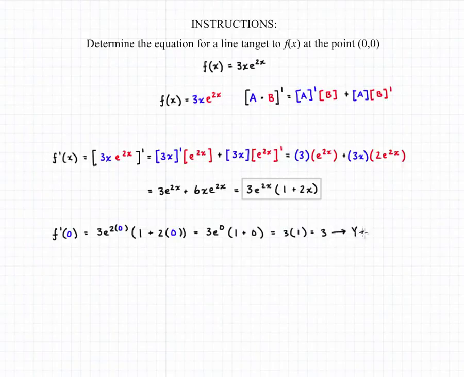which means the slope of our tangent line is 3, and we can plug it into slope-intercept form, y equals 3x plus b. Now to solve for b, we can plug in the point that we know is on our line. We know that y is 0 when x is 0. And so this gives us 0 equals 0 plus b, which must mean that b equals 0. So plugging this in, we end up with our final answer, which is that the equation for our line is y is equal to 3x.